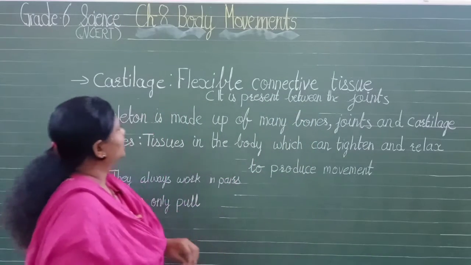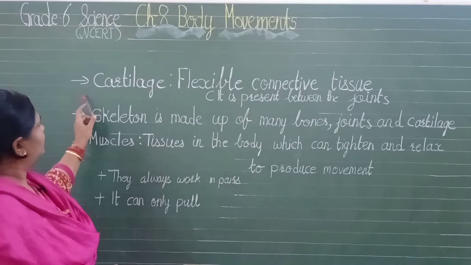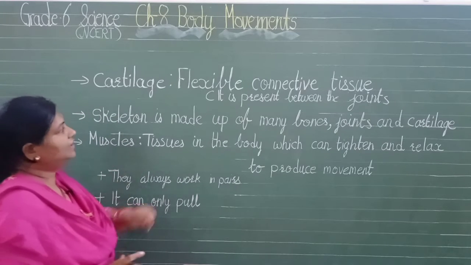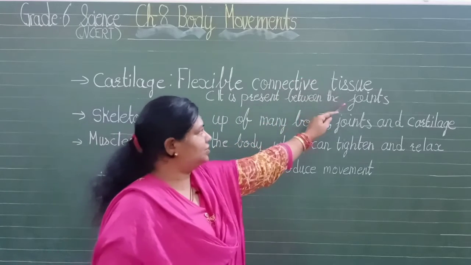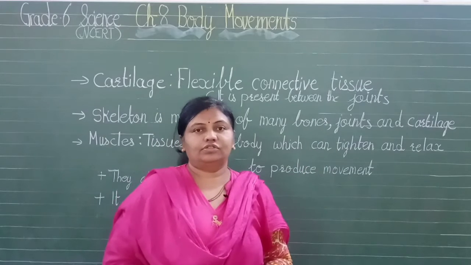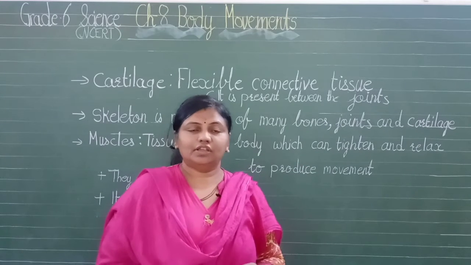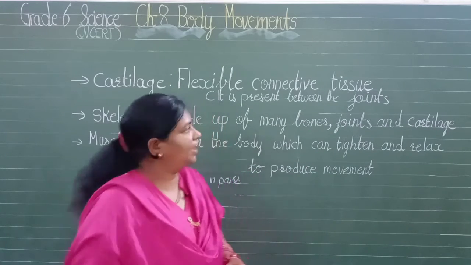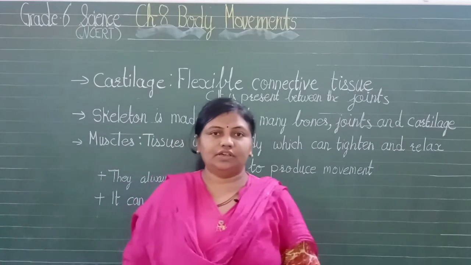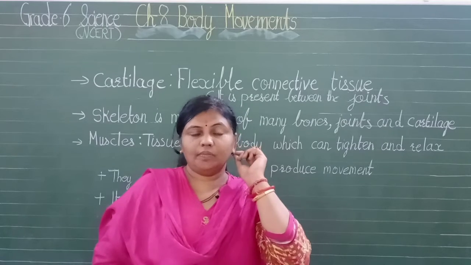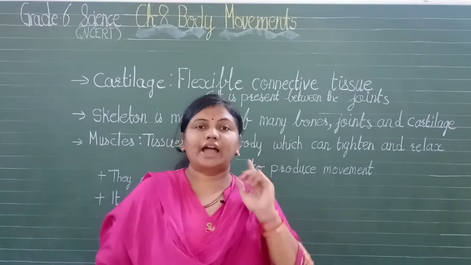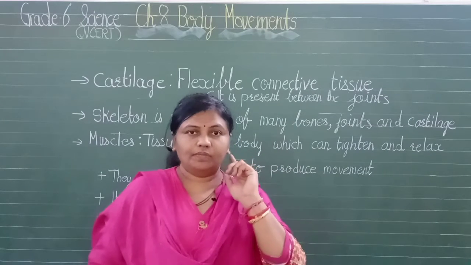Okay, so a different word. Cartilage. What is a cartilage? It is a flexible connective tissue which is present between the joints. You have learned about the joints. You are thorough with the joints, isn't it? Now we will learn something about the cartilage. Now touch your ear, isn't it? Earlobe and upper part of ear. You will find the upper part a little bit harder than the earlobe, isn't it?